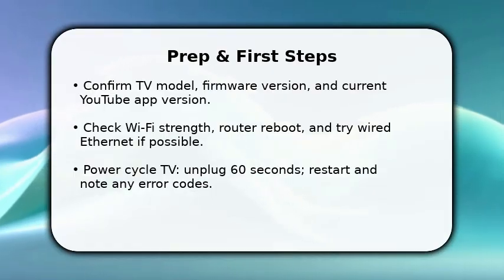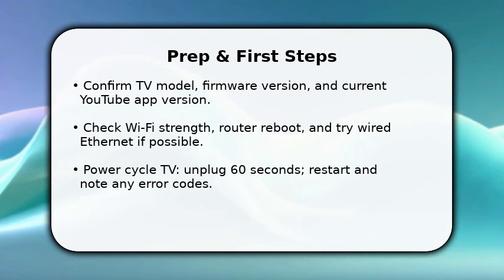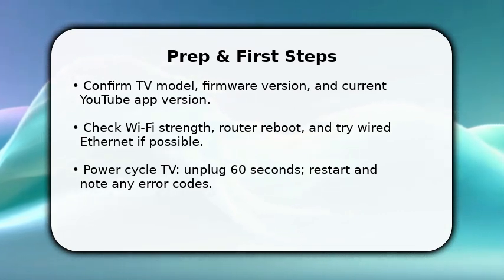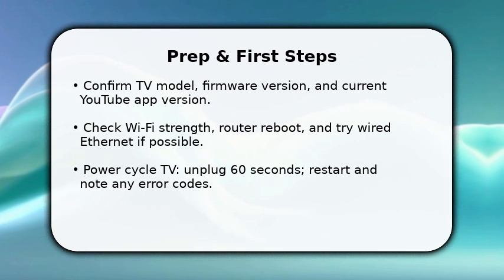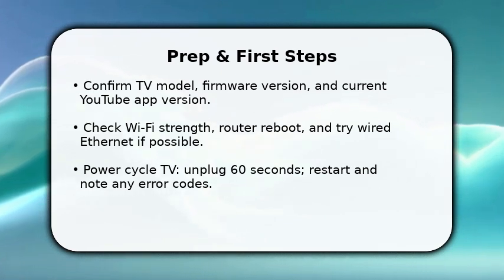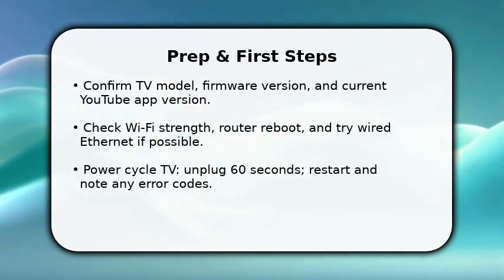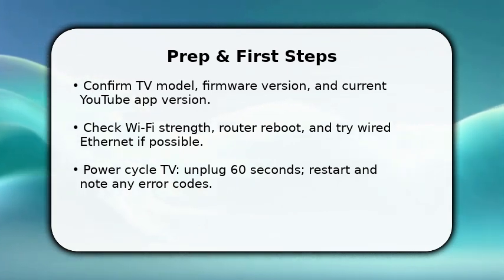You start by confirming the TV model and firmware because many fixes depend on exact software. Check the YouTube app version so you know if an update is needed. Once done, test the network. If Wi-Fi is weak, power cycle the router, and if possible, plug an Ethernet cable for stability.